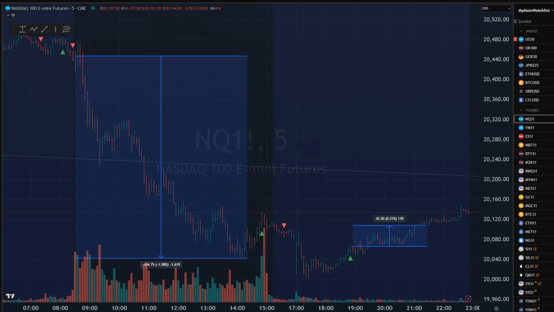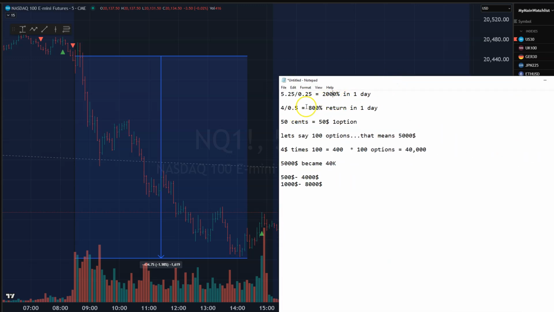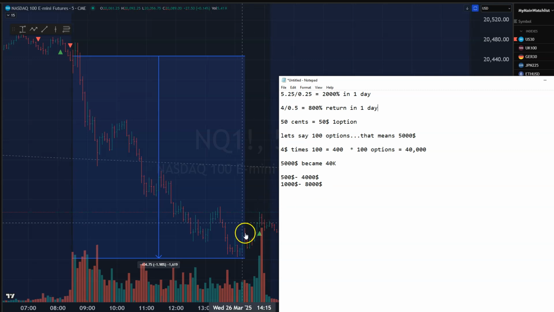And the returns: 2000% return is possible, 800% return was possible today, but even if you capture a smaller chunk, maybe like 200% or 300% return, that's really good money. So this is especially for people who have smaller accounts. Just wanted to show you the leverage of options. It works both ways. Thank you.